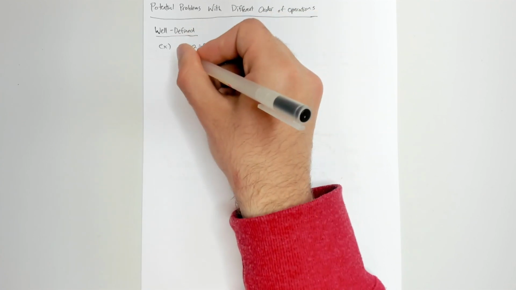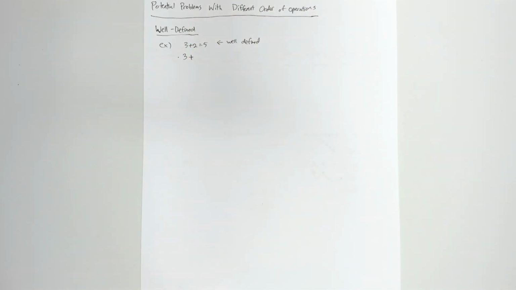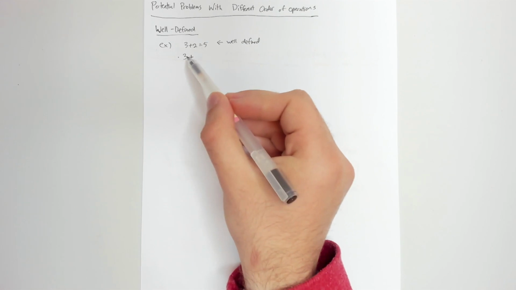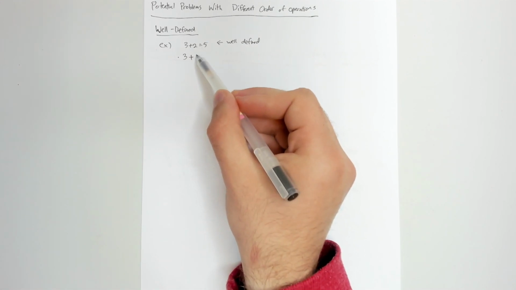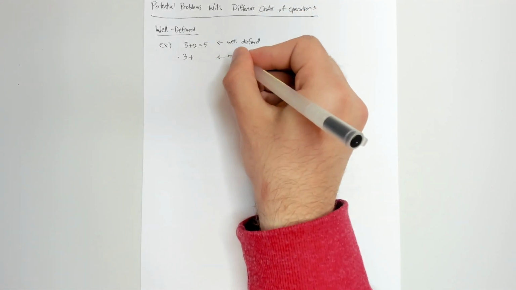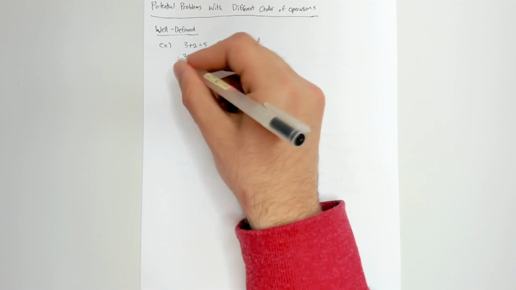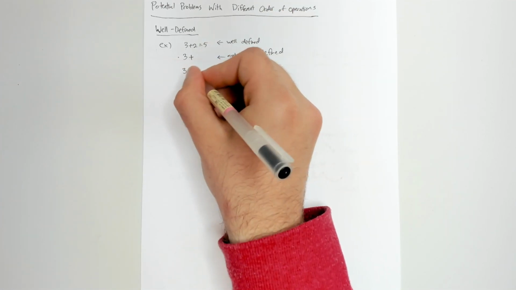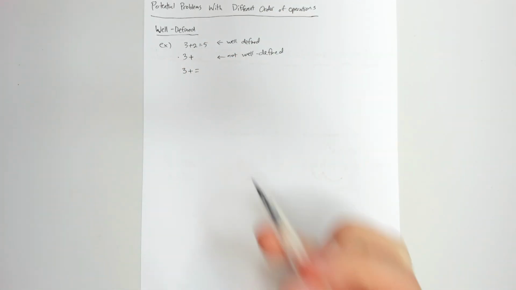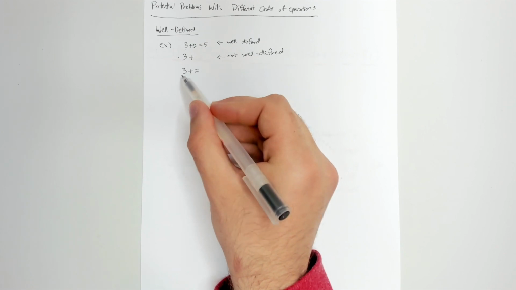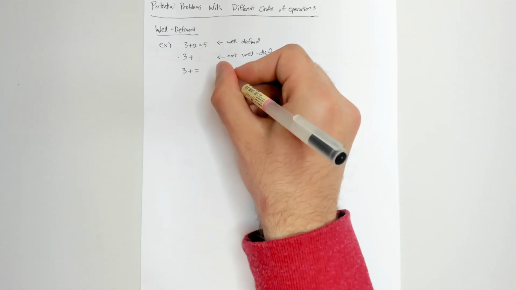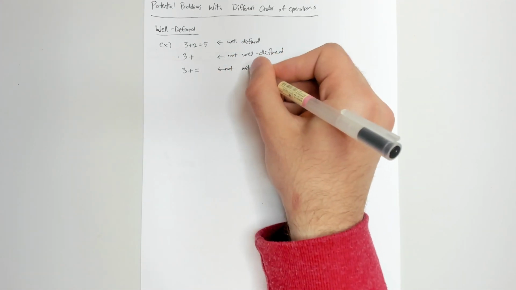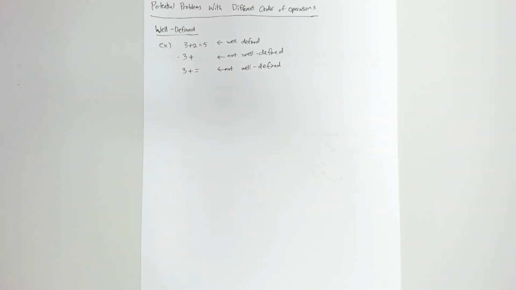If, however, I did something like 3 plus, well, that's not well-defined, because addition takes two numbers, and this doesn't have a second number to add to the 3. Or maybe if I said 3 plus equals sign, that's also not well-defined, because addition adds two numbers. It doesn't add 3 and an equal sign, right? So this is not well-defined. This is an important thing for us to consider with order of operations: if we do a different order of operations, will everything look well-defined?